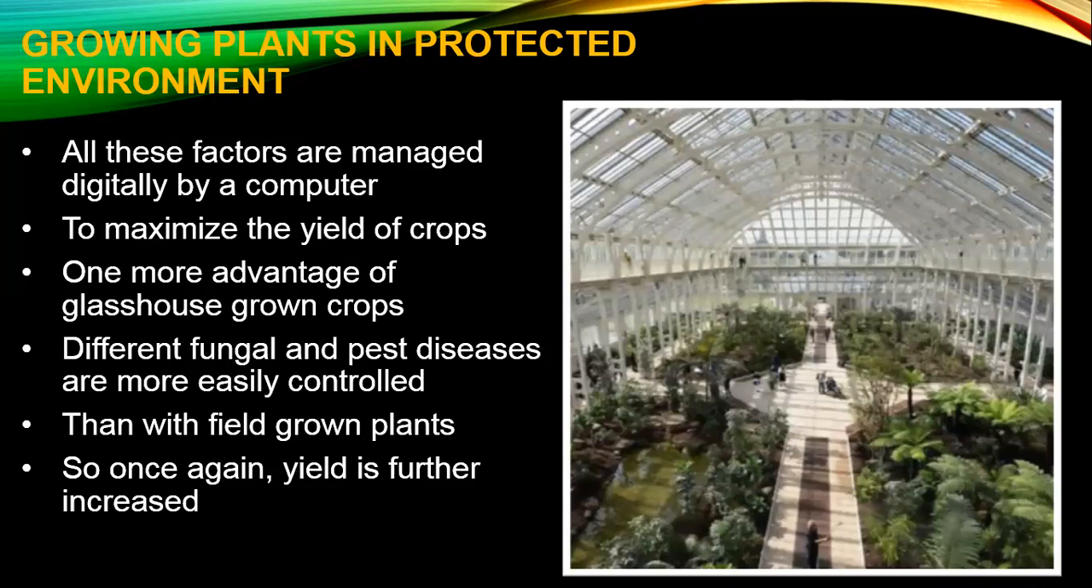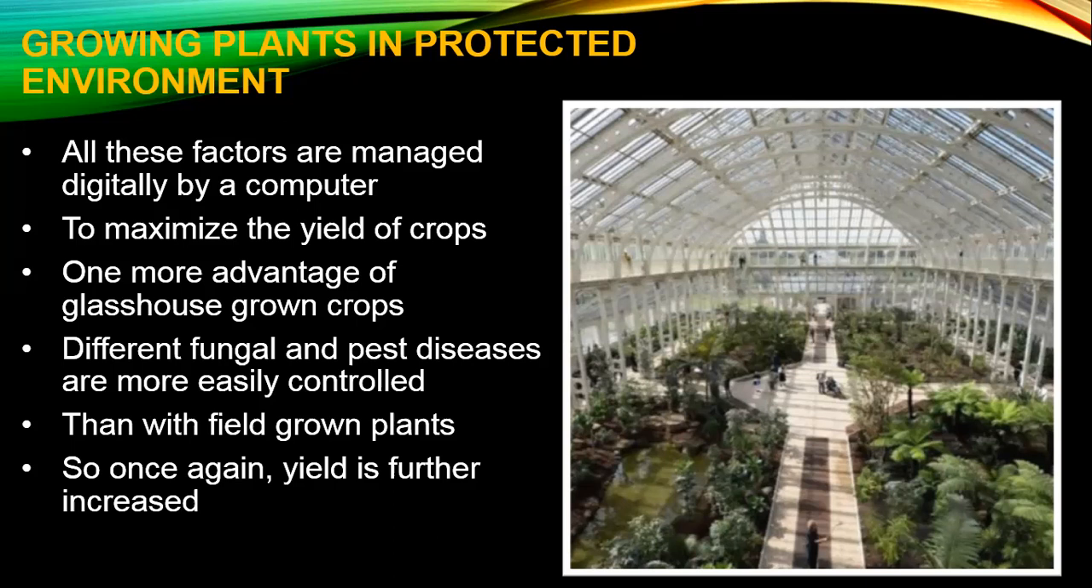One more advantage of growing crops in glass houses, and that is a very important advantage as well, is that just like we suffer from many diseases, in the same way the plants are also affected by different diseases. They can be fungal diseases, mostly fungal and pest diseases. Different fungal and pest diseases are more easily controlled inside the glass houses than when the plants are grown in the fields, in natural conditions. So once again, this point is going to further increase the yield.